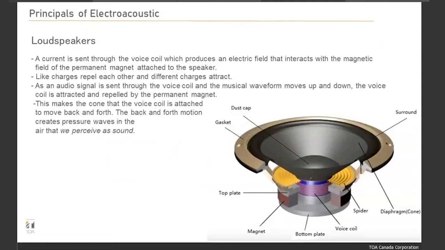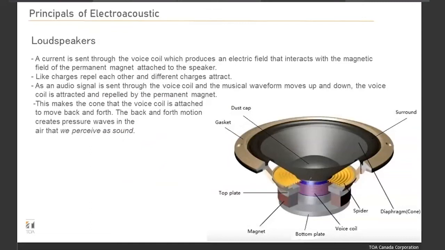So this is just the basic makeup of a loudspeaker. A current is sent through the voice coil, which produces an electric field that interacts with the magnetic field of the permanent magnet attached to the speaker. Like charges repel each other, and different charges attract. As an audio signal is sent through the voice coil, the musical waveform moves up and down.